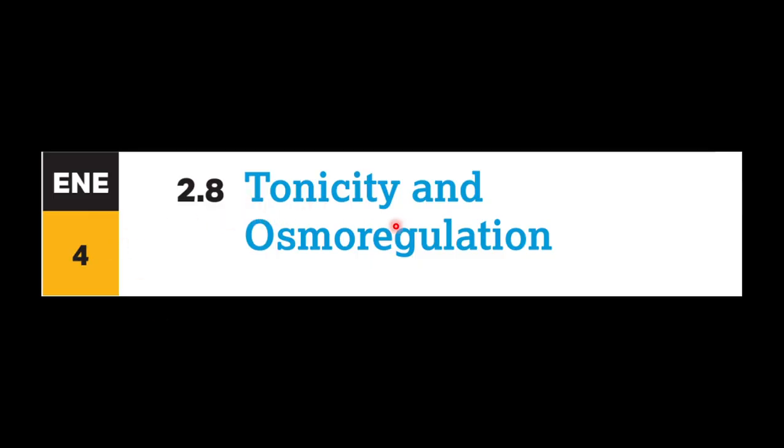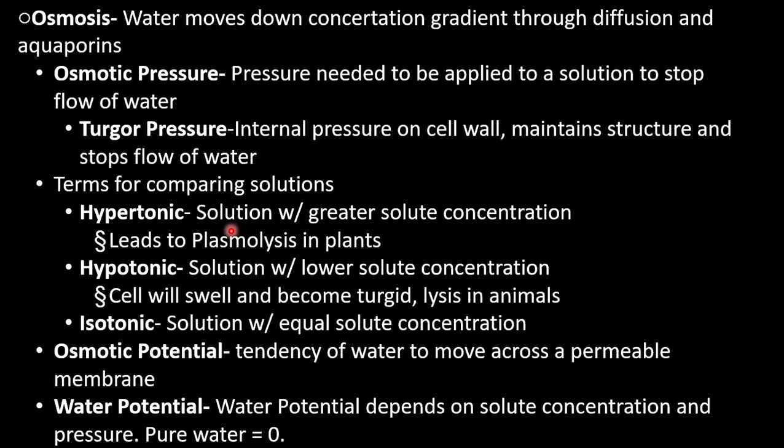Alright, tonicity and osmoregulation. So, osmosis. Osmosis means it is water moving down a concentration gradient through diffusion and aquaporins. Osmotic pressure is pressure needed to be applied to a solution for the flow of water. Turgor pressure is internal pressure on the cell wall, and it maintains structure and stops the flow of water.